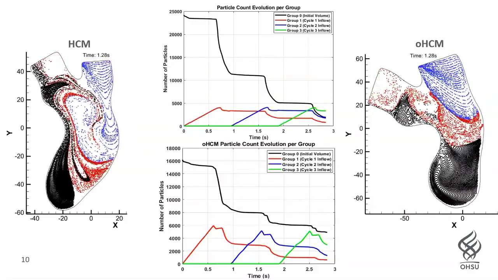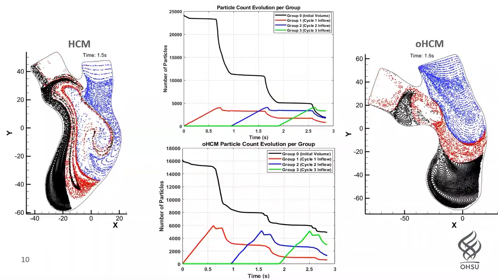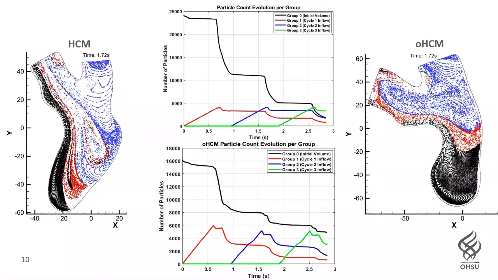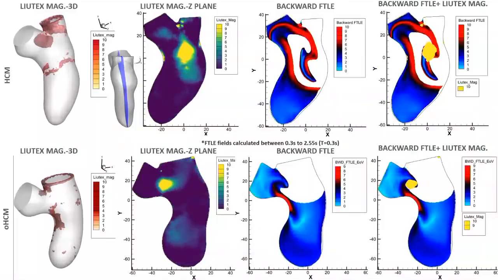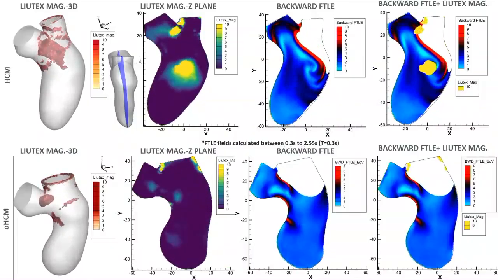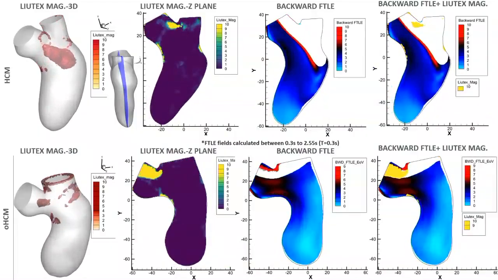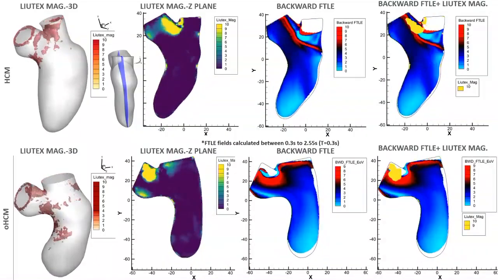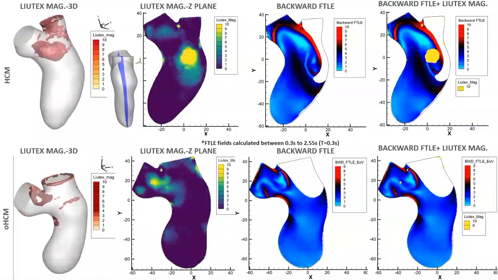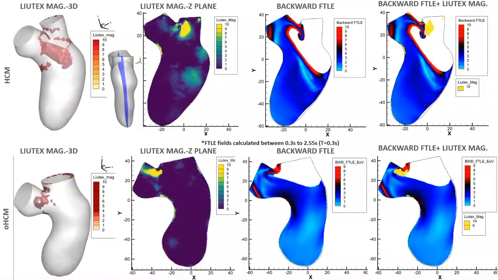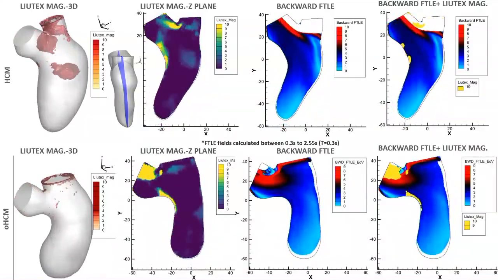After different cycles, I'm injecting particles. Still, I see many of the initial time 0 particles in the apex. And that one is a combination of the Liutex and the Lagrangian coherent structure analysis. Here, this is 3D. This is the section plane result, FTLE and a combination of FTLE and the Liutex.